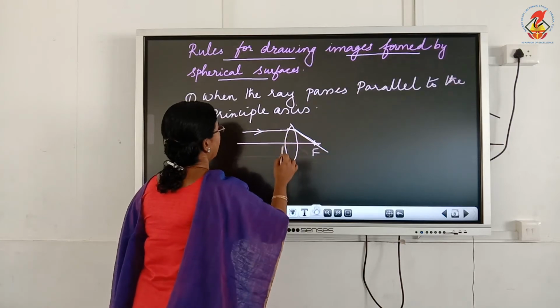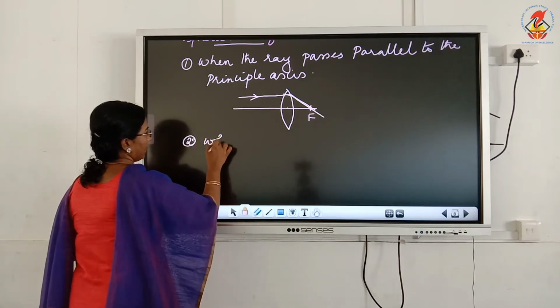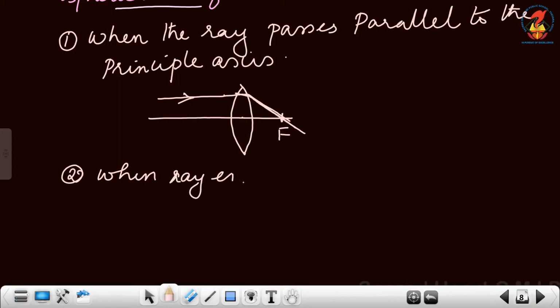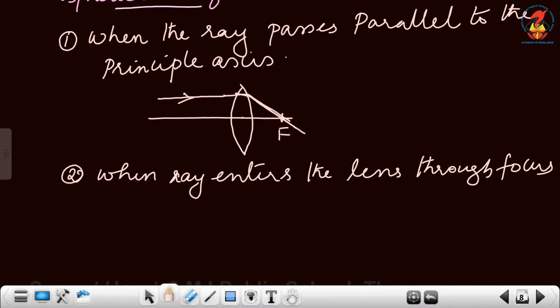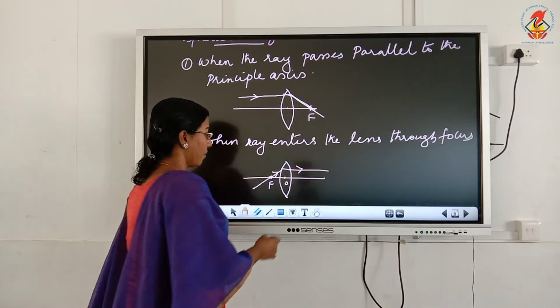Now the second one, a ray which is passing to the lens through the principal focus. This is the lens optic center, and the ray enters the lens through the principal focus. After refraction, what happens? It passes parallel to the principal axis. So any ray which enters the lens through the principal focus, after refraction travels parallel to the principal axis.